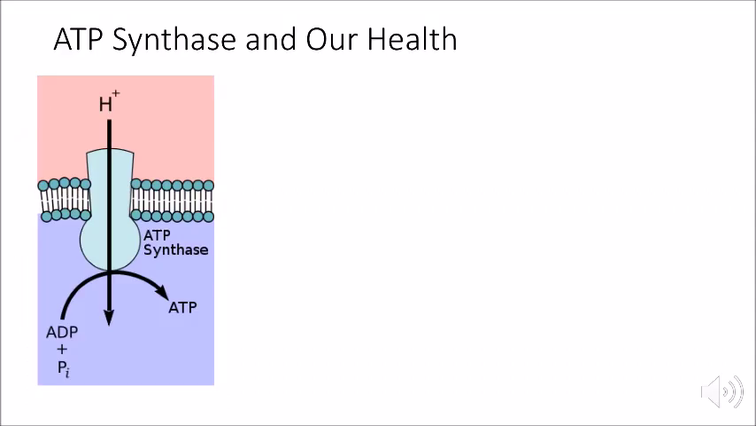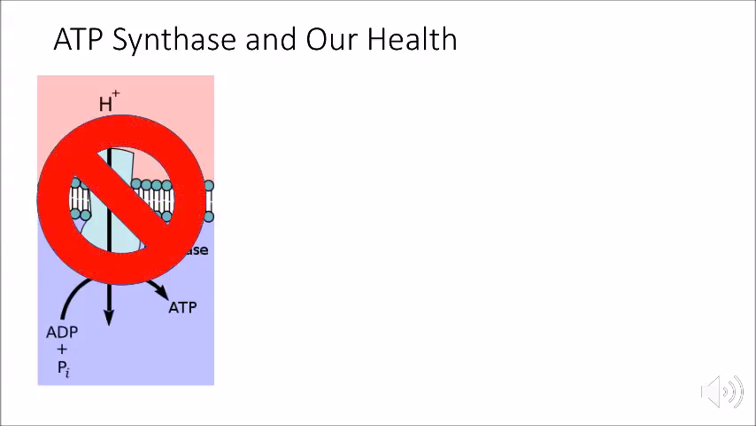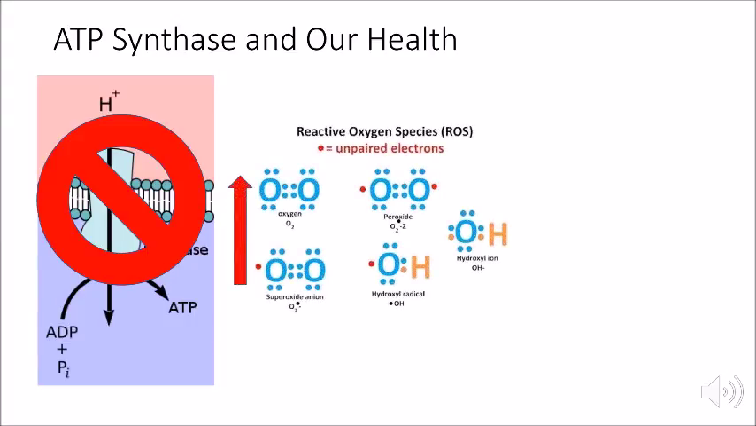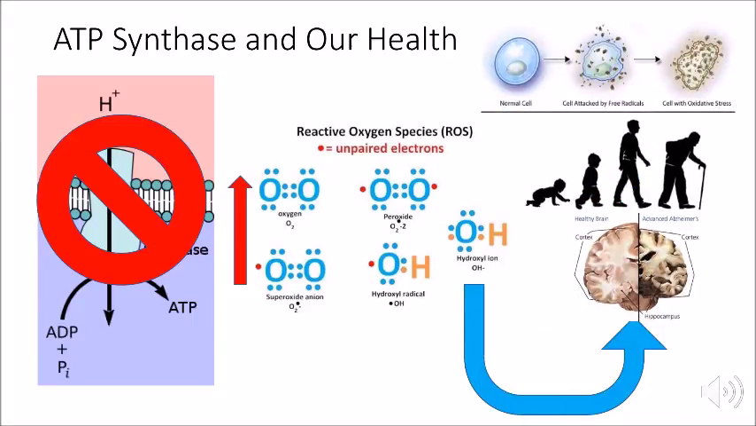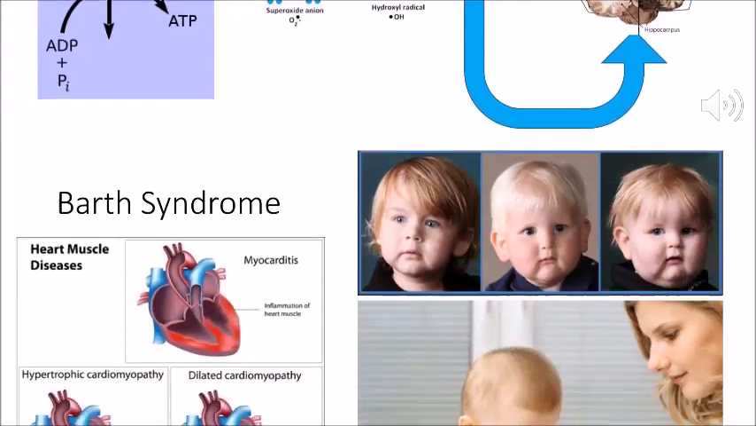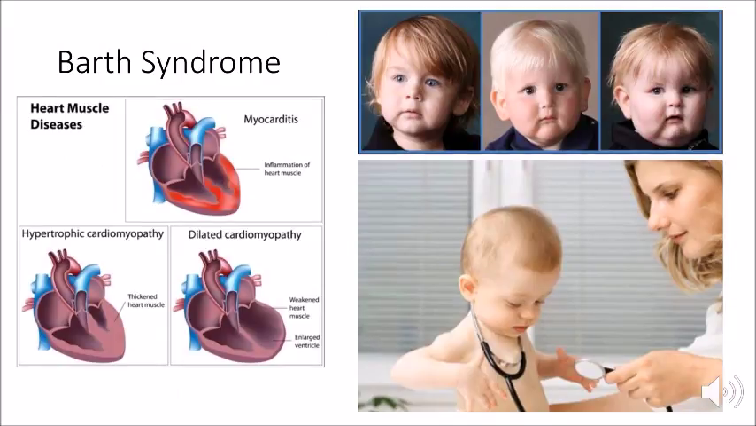Some mutations can lead to ATP synthase deficiency, wherein the mitochondrion cannot utilize the proton gradient for ATP synthesis. This can increase the production of reactive oxygen species, which is directly linked to cellular damage, aging, and neurodegenerative diseases. Certain mutations can even result in a condition known as Barth syndrome. Patients with Barth syndrome tend to have an enlarged and weakened heart, muscle weakness, and chronic infections.